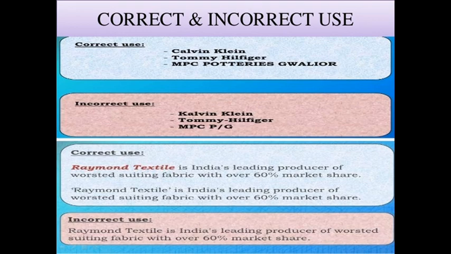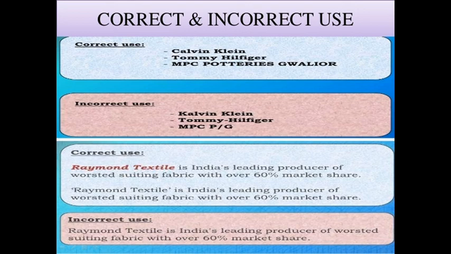Correct and incorrect use. Correct use, for example Kelvin, Tombi Teaser, MP's portrays, Gwalior. So these are all the correct use of forms. Incorrect, in the sense, just see the spelling with KA in place of CA, and Tommy Hilfiger spelling also. Tommy with a hyphen under the E. MPC divided B by C. Procter, Gwalior. So these are all the incorrect use.